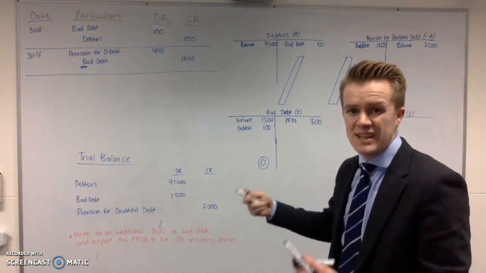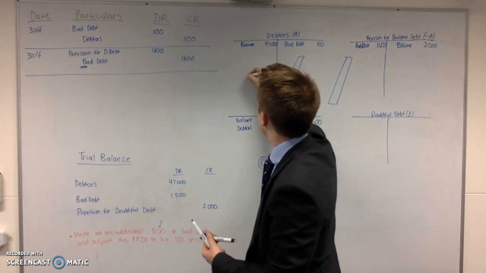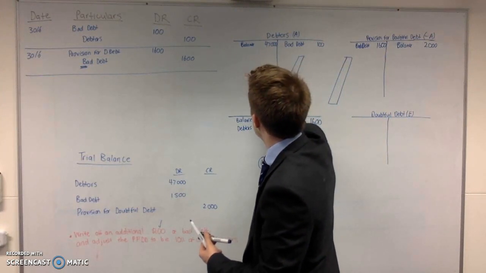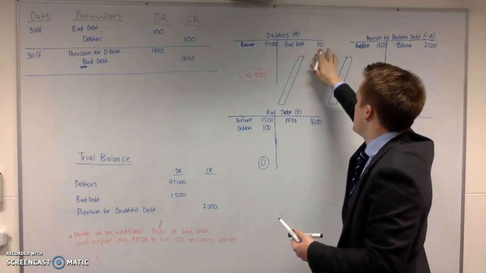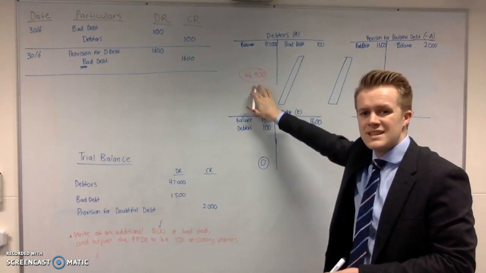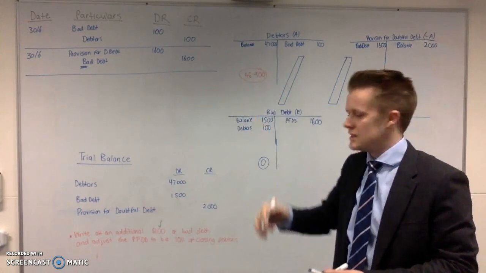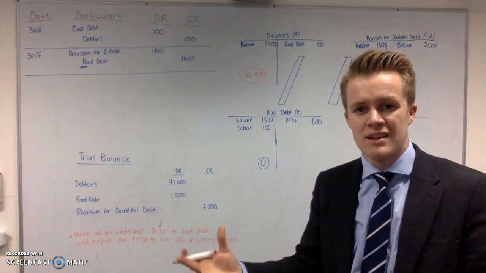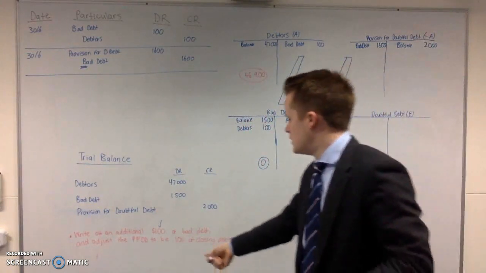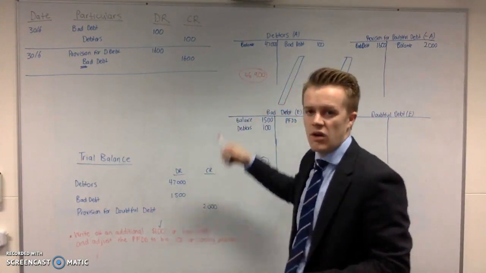What do we think it is? It's 46,900. Okay? Clearly the balance here, we have 47 on this side, $100 on this side. The balance is 46,900. Okay, so that's closing debtors. Now PFDD, we want that provision balance in total to be 10% of that figure.